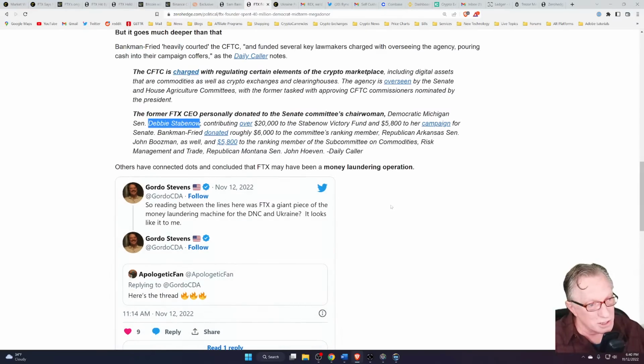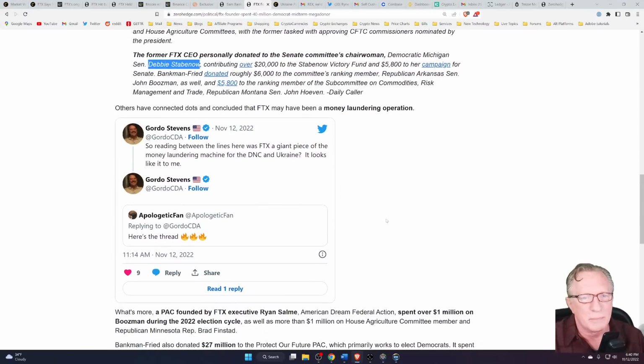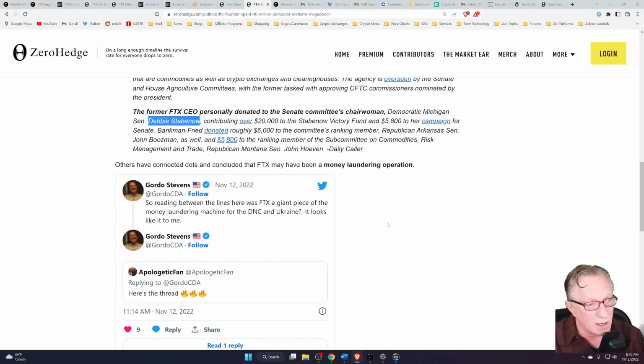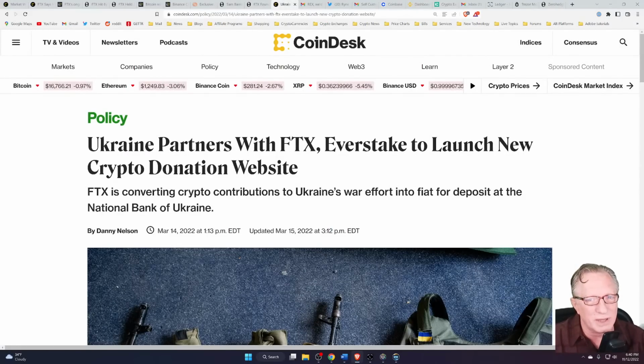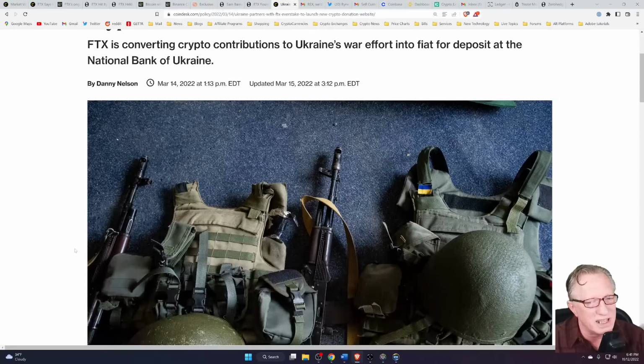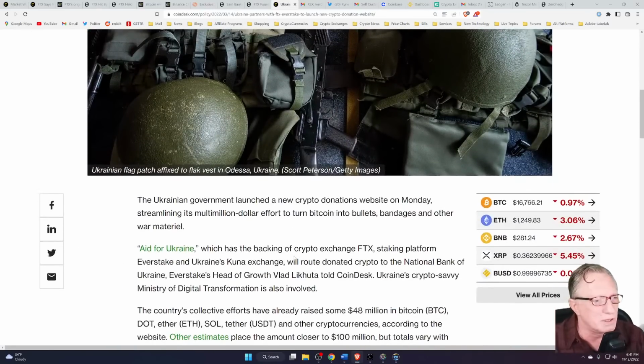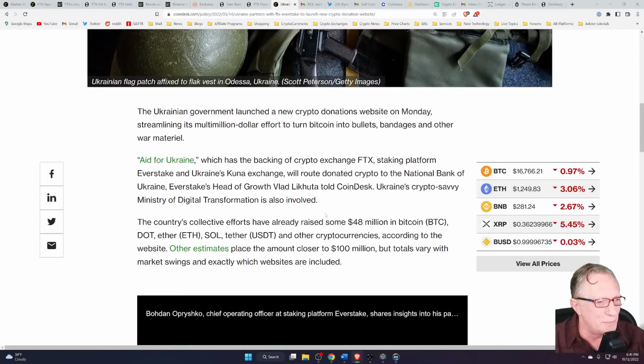Now, there are charges of Democratic money laundering being thrown around because FTX was also donating to Ukraine. Ukraine partners with FTX, Everstake to launch new crypto donation website. This story is from March 14th. So people were donating Bitcoin to Ukraine, and they were partnering up with FTX to launder this money, right?